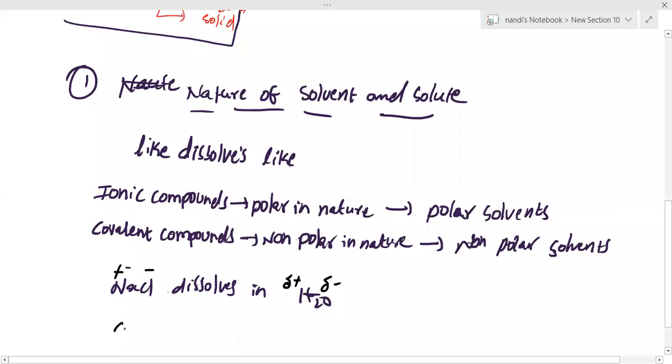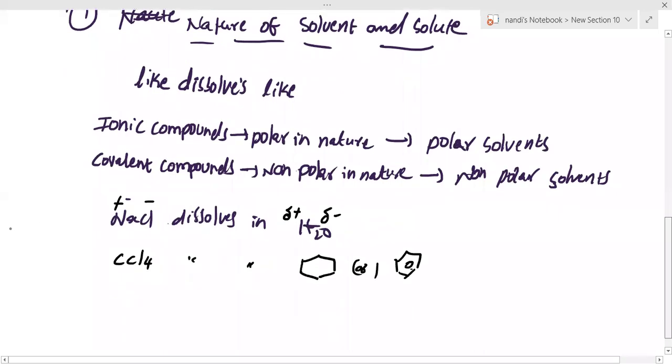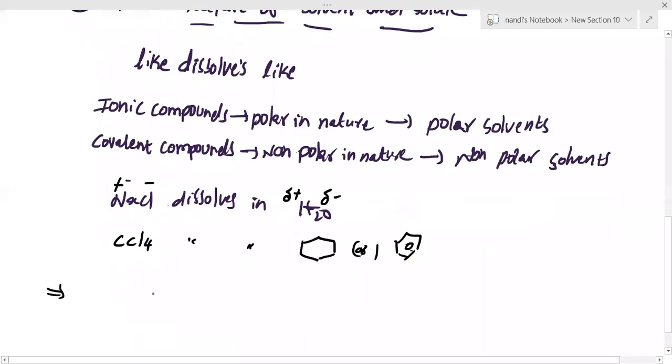But CCl4 is non-polar. It can dissolve in, or is miscible with, either cyclohexane, sir, or you can take benzene. This is also a non-polar solvent. So those are miscible with each other. Understood?